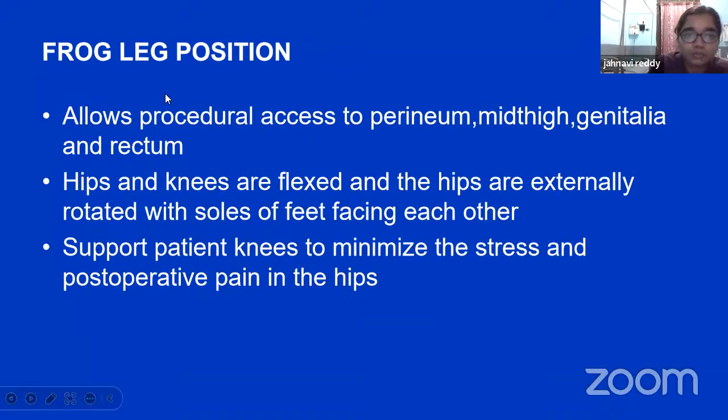Next, we are going to frog leg position. In frog leg position, hips and knees are flexed and hips are externally rotated, with soles of the feet facing each other. It is most commonly used to access areas like the perineum, mid-thigh, genitals, and rectum. When the patient is placed in the frog-like position, the knees are supported so that less stress and pain is felt in the hips in the post-operative period.